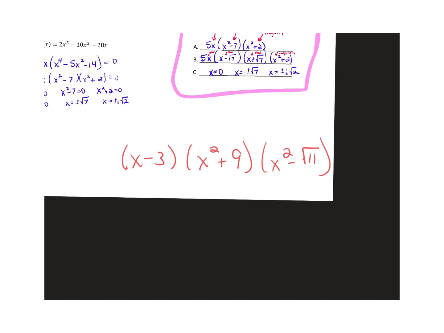Tell me, when I set these equal to 0, what kind of answers am I going to get? What kind of an answer am I going to get here for x minus 3 equals 0? It's going to be real and what? Real and rational. That's going to be real and pretty, correct? What am I going to get here when I have x squared plus 9? Set it equal to 0. X squared plus 9. You move 9 to the other side, it becomes negative. When you take the square root of a negative number, it becomes imaginary, not real. Good.